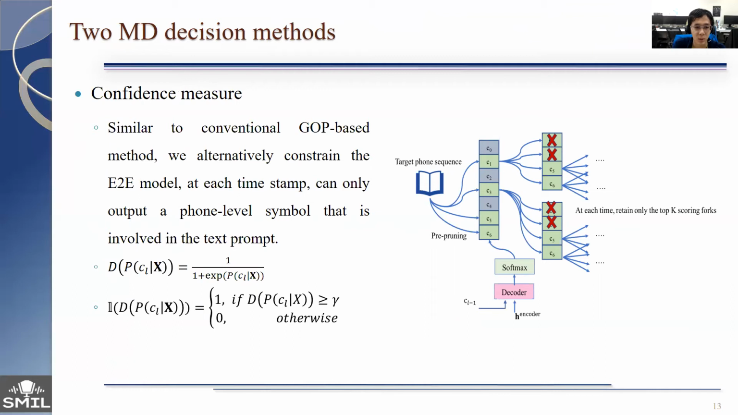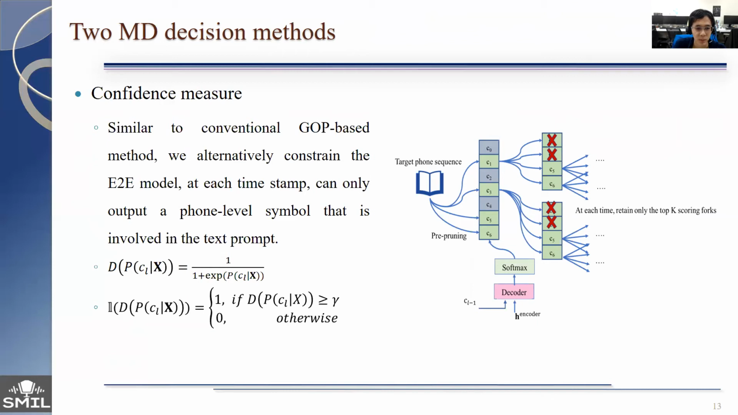First, in order to compare with the strong baseline GOP-based method, we design a confidence measure for use in our MD system. Similar to the conventional GOP-based method, we constrain the end-to-end model so that at each time step it can only output a phone label symbol that is involved in the text prompt.